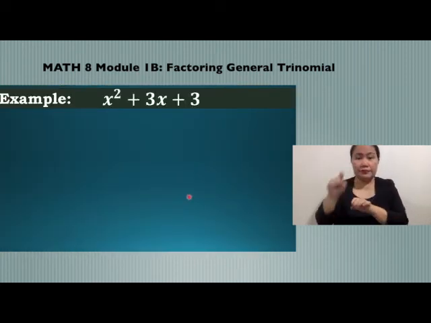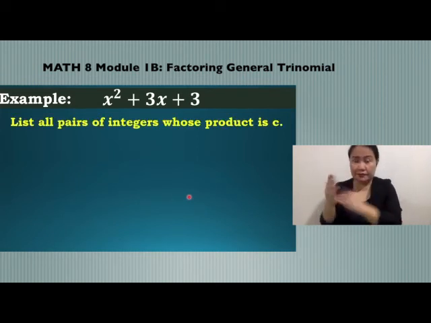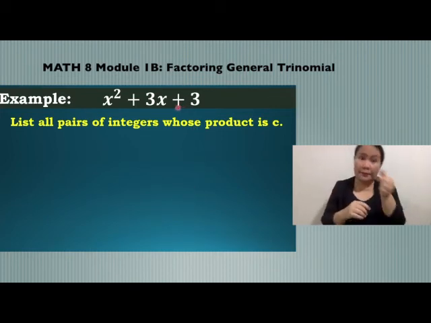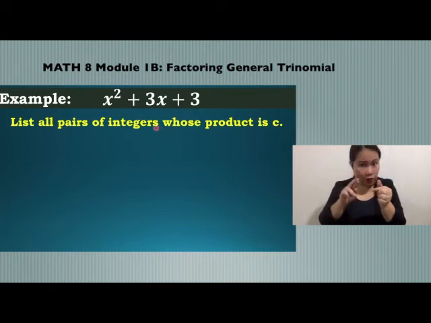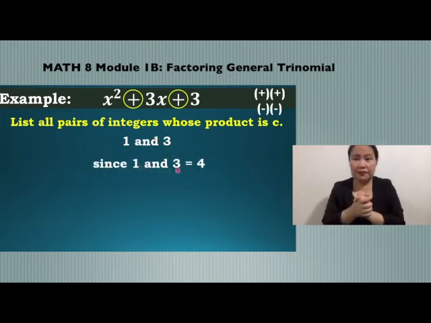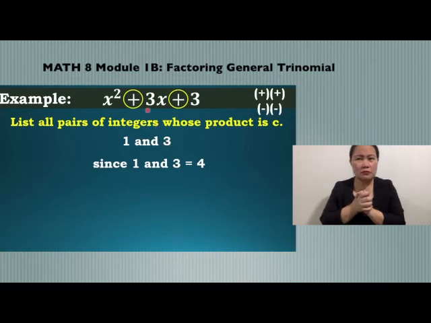Next, I have x squared plus 3x plus 3. So again, list all the pairs of integers whose product is C. So since positive ito, dapat parehong positive or parehong negative. So we have 1 and 3. Now, since 1 plus 3 is equal to 4, na hindi siya sum nung middle term natin, di ba? Lagi dapat kung ano yung sum ng dalawang integers, dapat itong middle term yon.